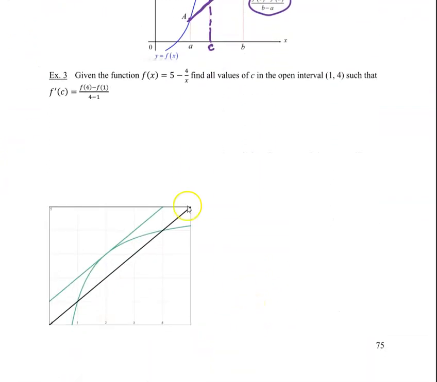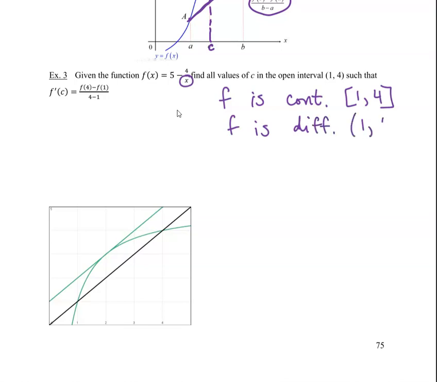It says, given the function f of x equals 5 minus 4 over x, find all values c in the open interval where the derivative equals the average rate of change on that interval. Now, a couple things to note. F is going to be continuous on this interval. The only place f would not be continuous is where x equals 0 because of that denominator, but it's continuous in the interval 1 to 4. And likewise, f is going to be differentiable in the same open interval 1 to 4.